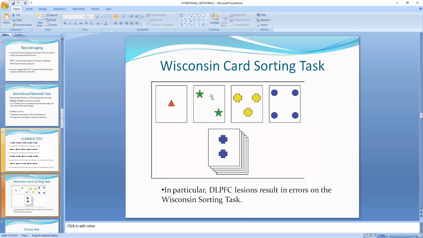Next test is Wisconsin card sorting test. In this, we give a deck of cards to the subject, different kinds of deck according to the shape, like this. It shows triangle, star, circle, square, or depending upon the color, it is red, green, yellow, or depending upon the number of figures, that is 1, 2. And we ask the subject to sort it out according to the criteria. If there is a lesion in dorsolateral prefrontal cortex, he will not be able to sort out according to the given criteria. So this helps in making out the lesion involved.